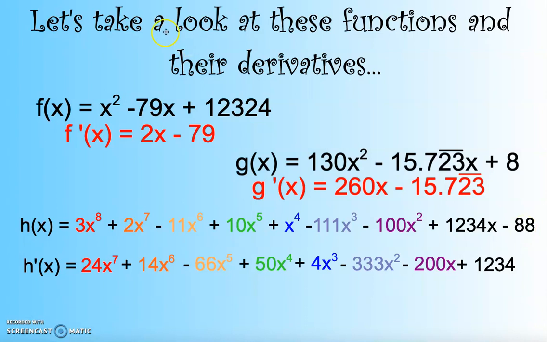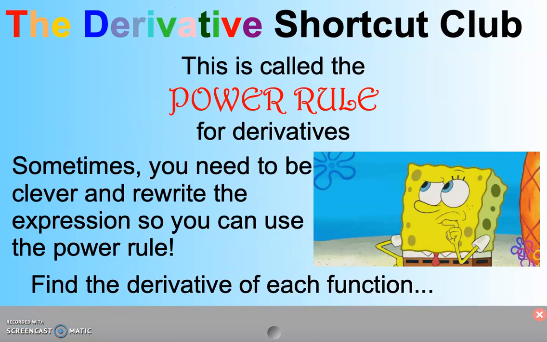That is called the derivative shortcut club power rule. Sometimes this is called the exponent rule for derivatives. And it only works for powers. It only works for a variable raised to a power. And you've got to be really careful when you use this, but this is a great little shortcut club.